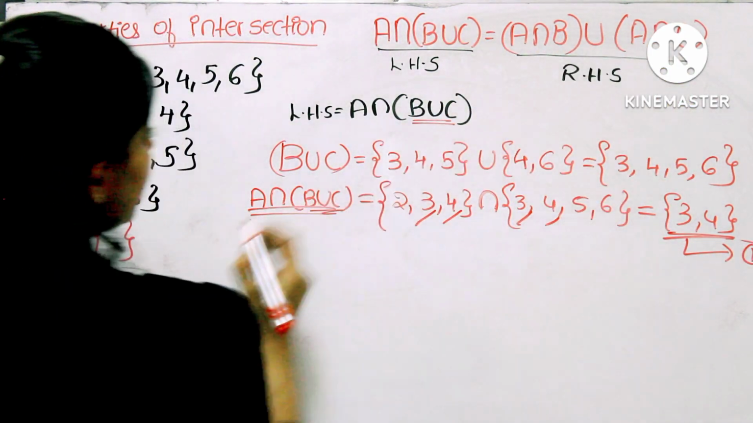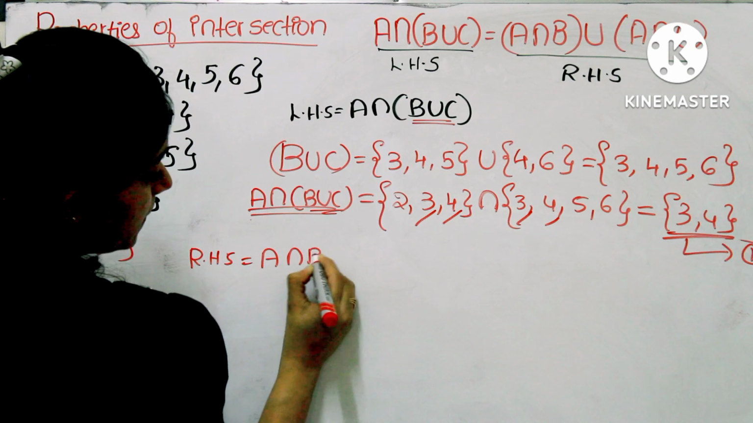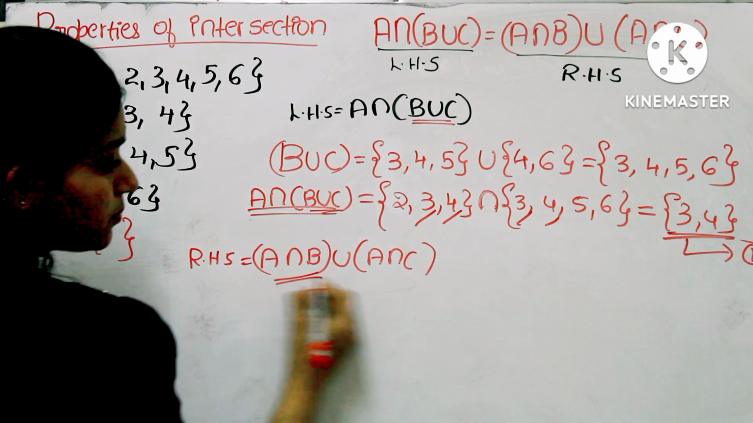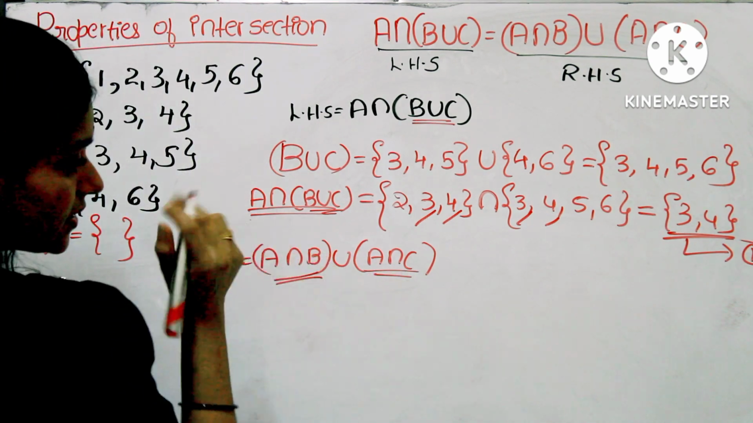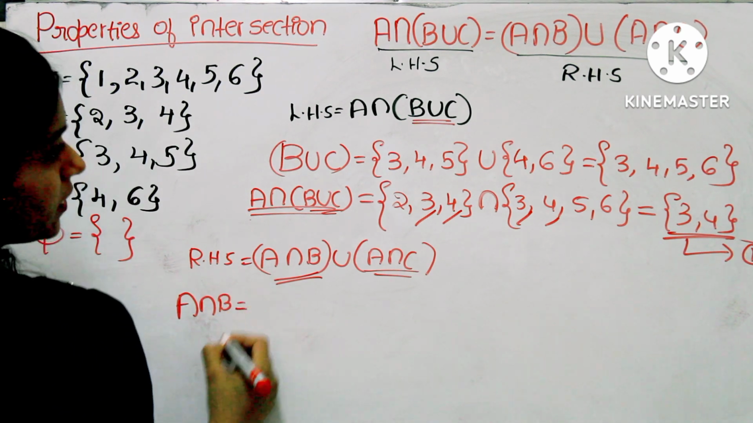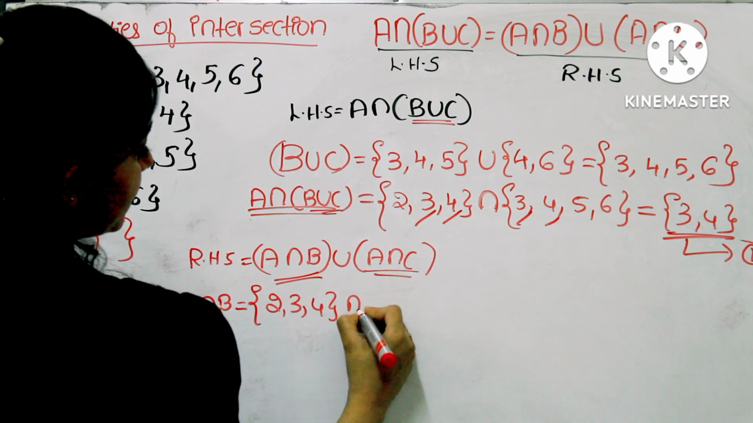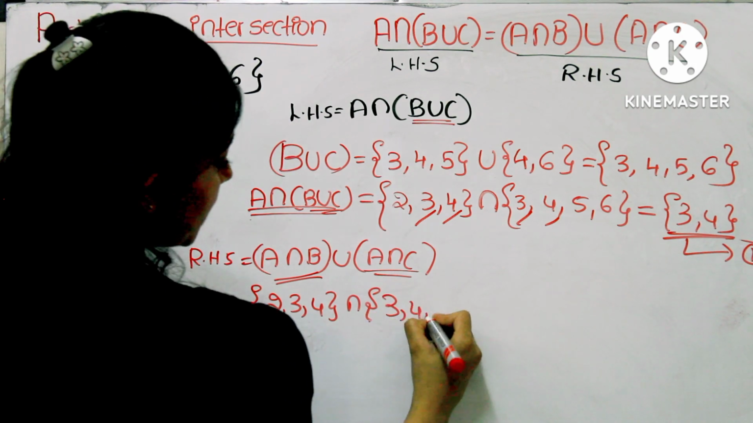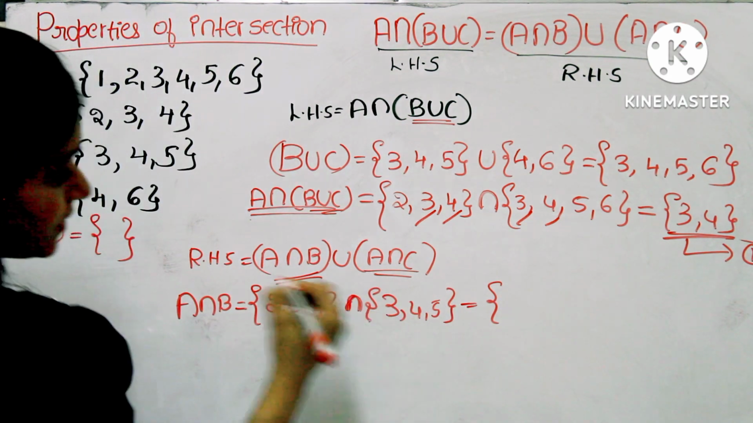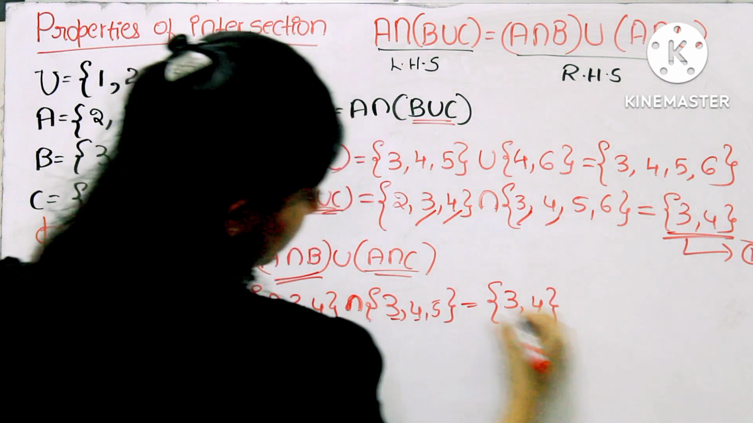Now we have to prove RHS. What is RHS? We have A intersection B union A intersection C. First we have to prove the bracket ones. Let's take A intersection B. A is 2, 3, 4 and B is 3, 4, 5. This is intersection, so again we have to find the common terms. So we get 3 and 4.